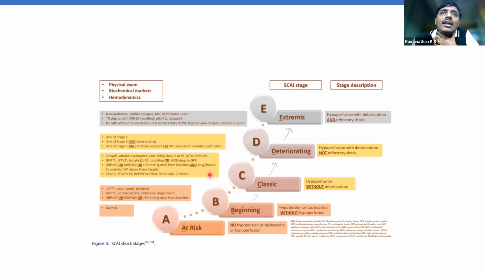And as they deteriorate further, they essentially would need multiple inotropes or mechanical cardiac support to maintain perfusion. This stage is still considered as not a refractory shock. The moment they move on to the next stage, where they go on to extremis or where the heart stops, the stage becomes a refractory cardiac shock or cardiogenic shock. And this is usually, as I said earlier, associated with a cardiac collapse with need for CPR.